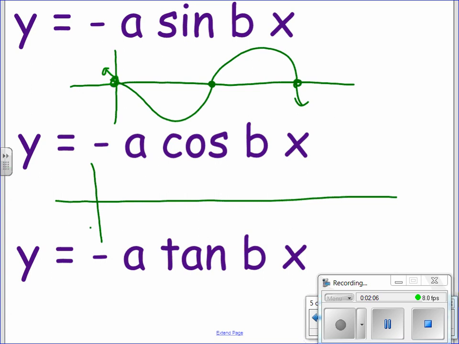My upside down one would start at the negative amplitude, and then it would kind of rise up, hit its peak at the amplitude, and then drop back down. So it almost looks like one big mountain. One big mountain. It's a negative cosine graph.